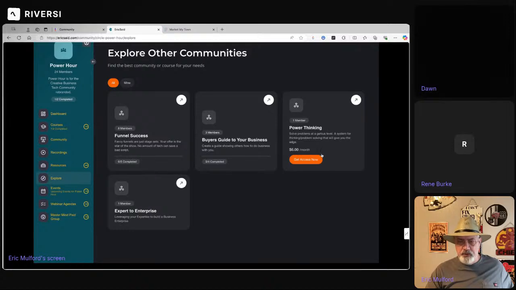This is an entire community that has a $6 a month price tag on it. Now, that may or may not work for people, but the important thing is that they have this option available. All right. And when you click on the get access now, it takes you to the page, explains to you what's there. We'll show you another one.